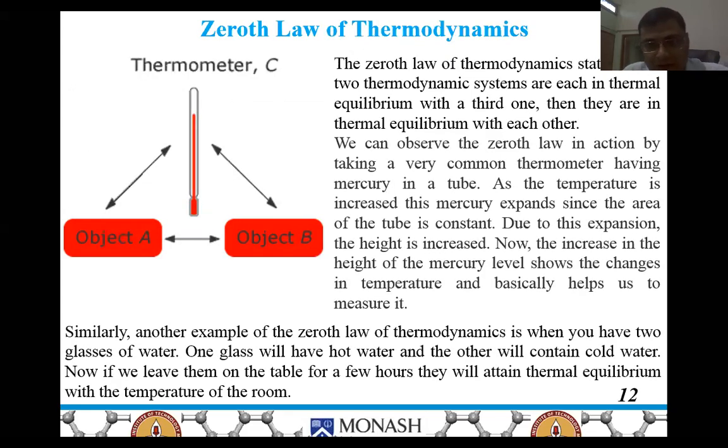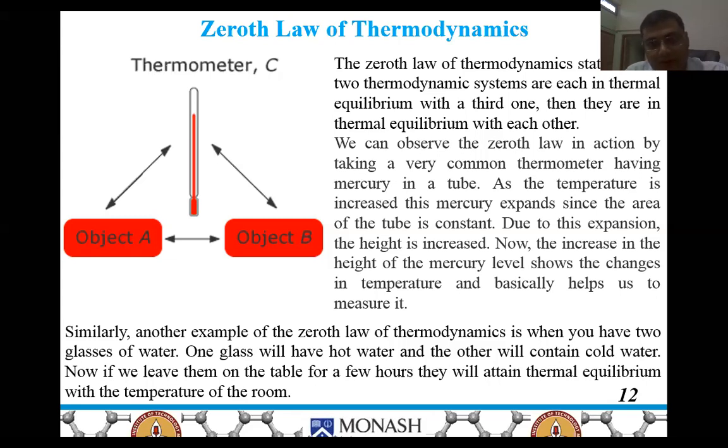Now, Zeroth law of thermodynamics. The Zeroth law of thermodynamics states that if two objects A and C are in thermal equilibrium with each other, and separately objects B and C are also in thermal equilibrium with each other, then objects A and B are also in thermal equilibrium with each other.